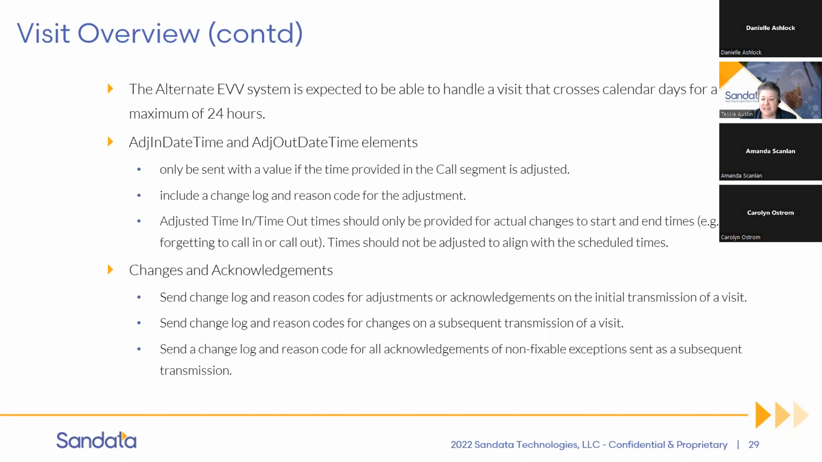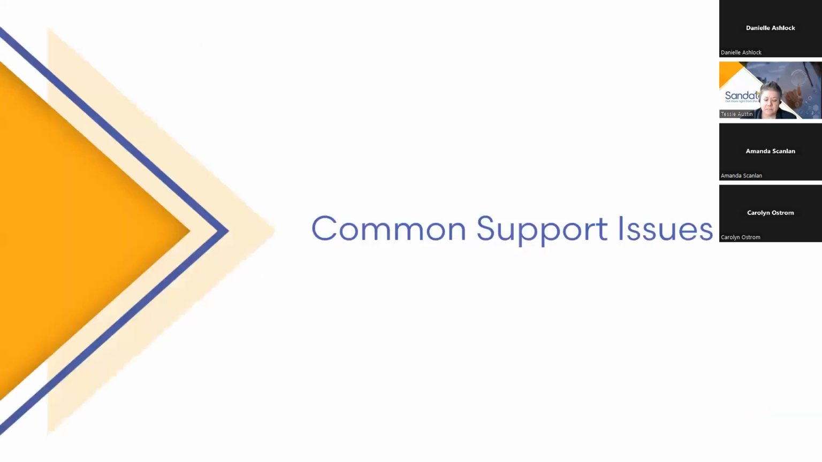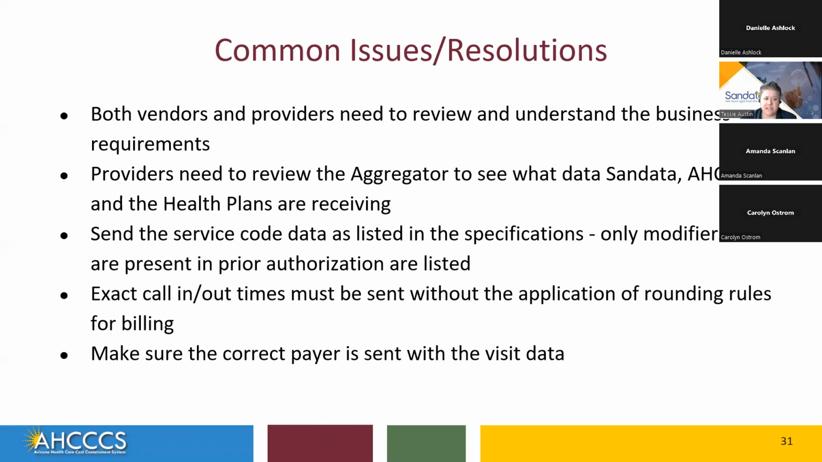Changes in acknowledgements, a couple of things there. Send the change log and reason code for acknowledgements or subsequent transmissions. And then anything that's an acknowledgement of a non-fixable exception, right? So we want to make sure that there are some specific pieces of information that are aligned there. Okay, so now let's briefly touch on some common support issues. Some of this information is in the specifications. I'm gonna let Dara talk first on her piece of it, and then I'll talk about some of the specifications and things we've seen.